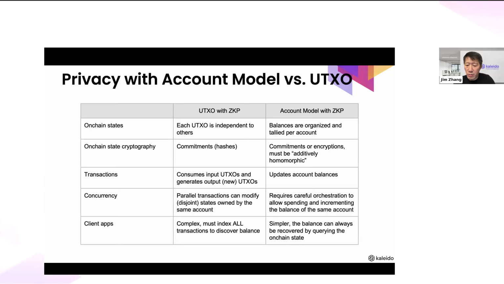Whereas with account model, it's quite simple. You ask the smart contract, what is my current balance? And you get the ciphertext from the on-chain query, and then you decipher from that to recover your balance. So the client for account model can be quite simpler.